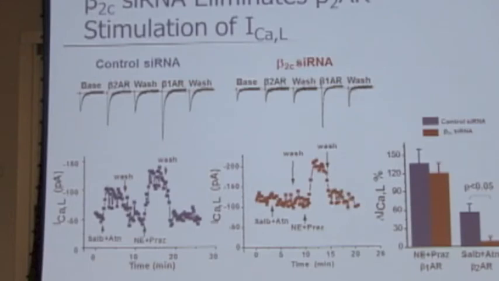So again, an indication that beta 2 adrenergic regulation of L-type calcium currents, at least in this cell type, is dependent on the beta 2C isoform, and also we think dependent on caveolar localization. So we're trying to define the regulation and localization of these L-type calcium channels in cardiomyocytes.